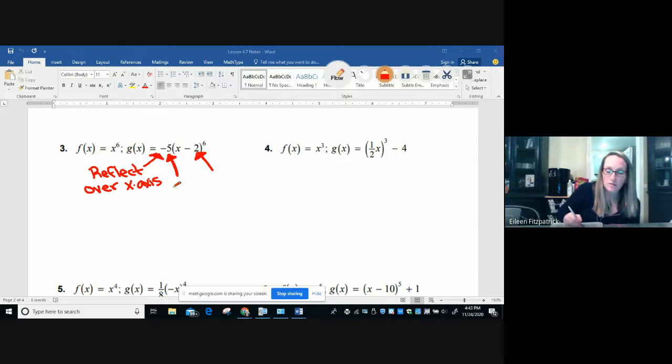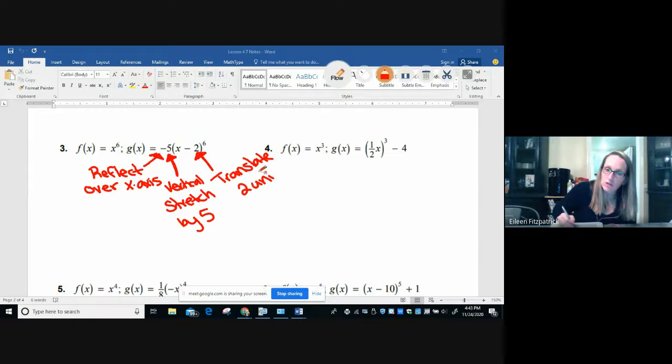That 5, is it a vertical or horizontal stretch or shrink? That is a vertical stretch by 5, by a factor of 5. And then that minus 2 inside the parentheses, we're going to translate 2 units, which direction? Up, down, right, left. Right.